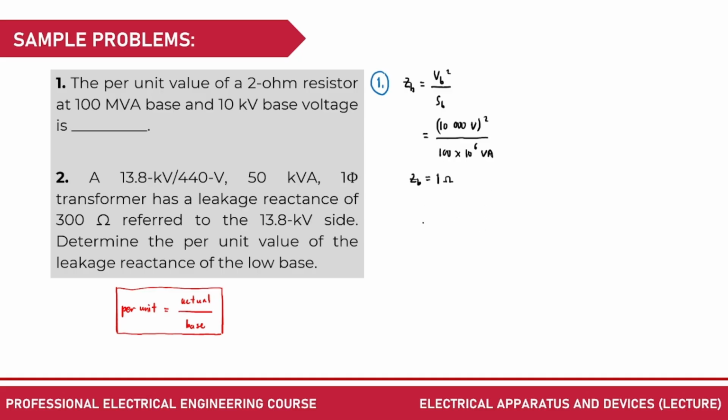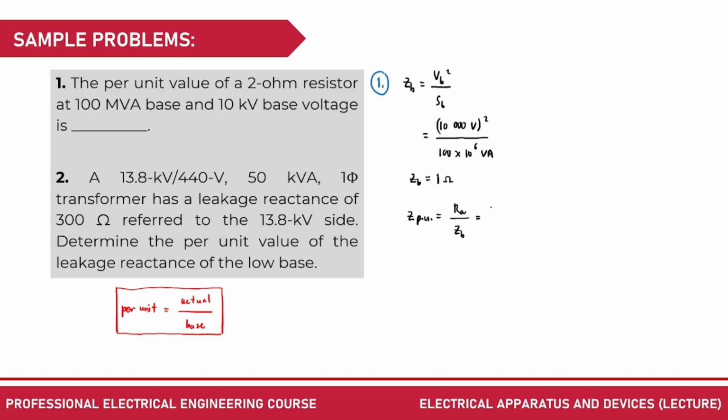So therefore, the Z per unit is now, or we can use R. You can use R there, or Z. By the way, since we're looking for the per unit value of this resistor, we can use Z or R, and it's already understood that this is a purely resistive component. So now we have the R actual over the Z base.